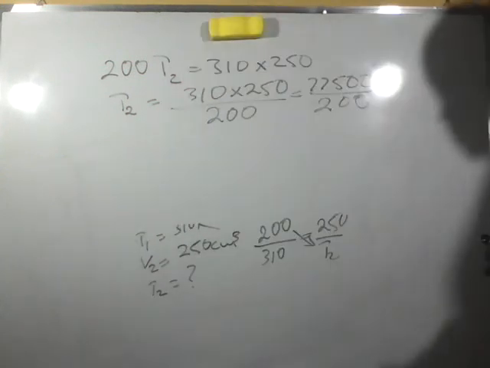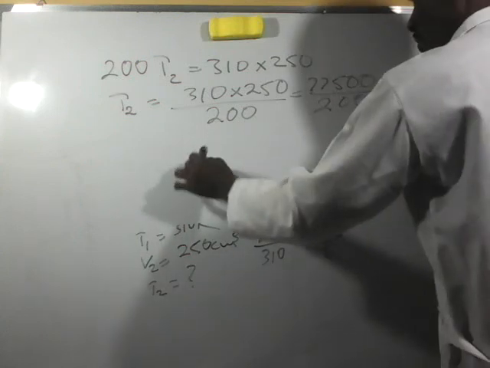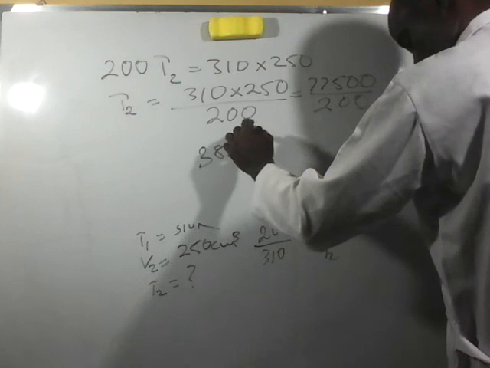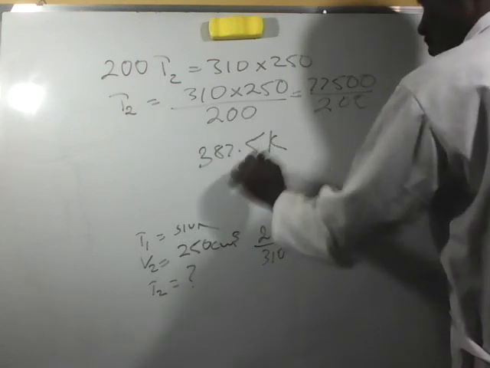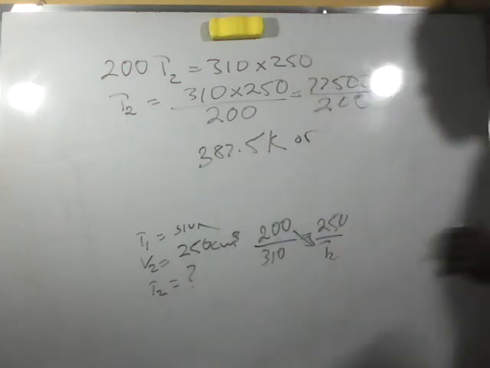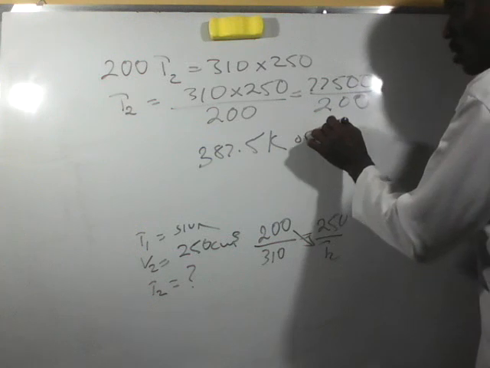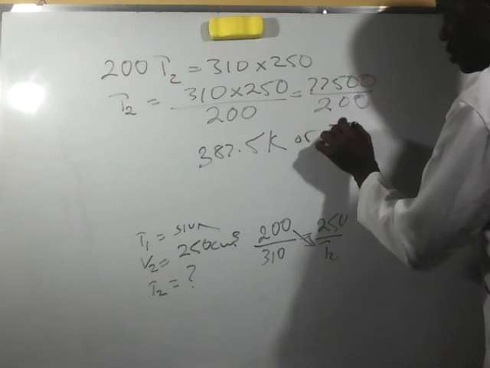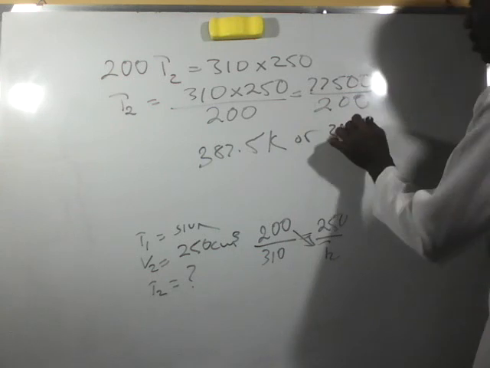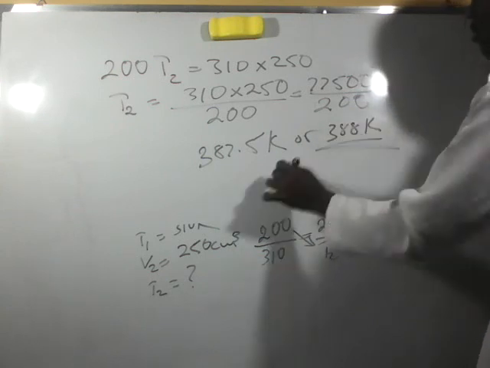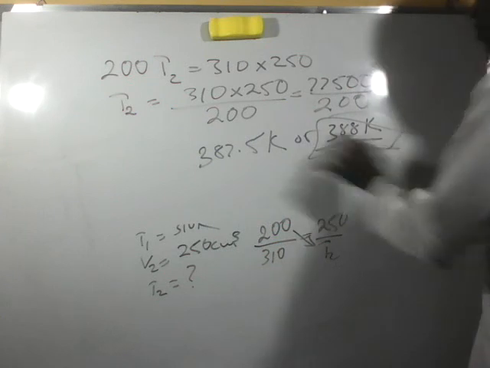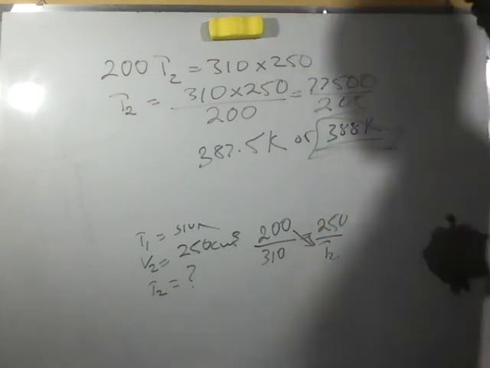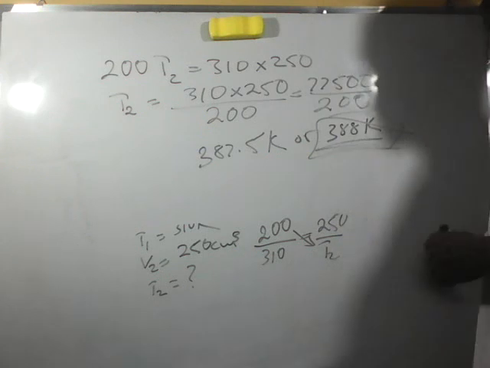If we divide it, what we have is 387.5 K, and approximately, you can approximate it, you have 388 Kelvin. That's our answer. 388 Kelvin is the temperature in Kelvin if the volume changed.